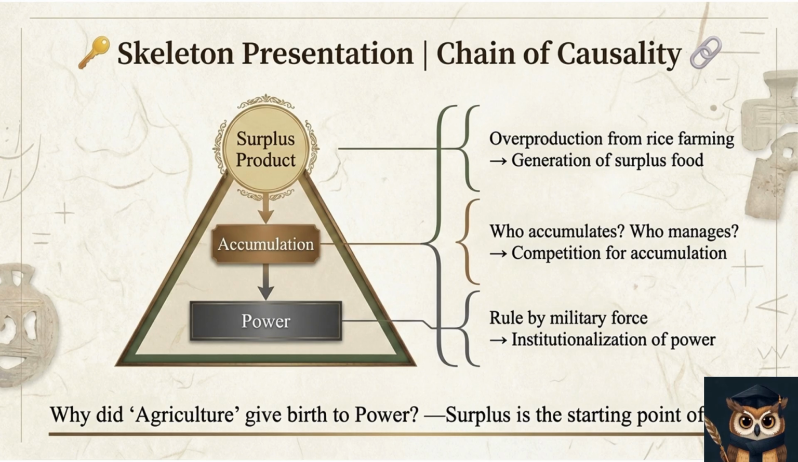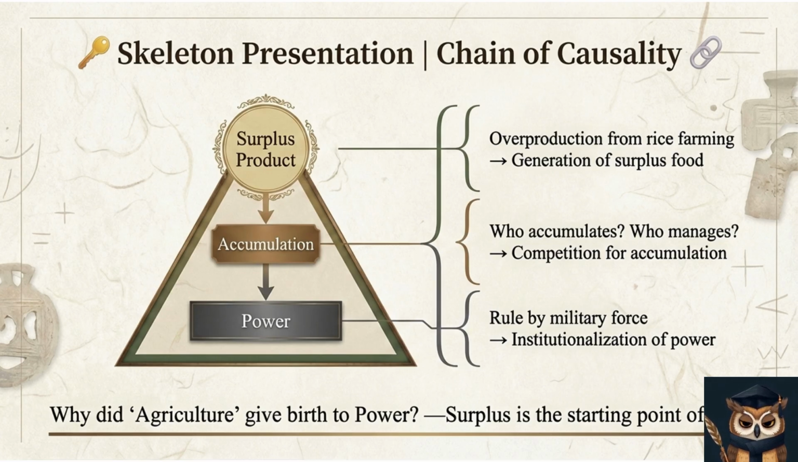Let's start with the skeleton, the structural argument we'll be unpacking for the rest of this episode. Look at the pyramid on screen. At the top, surplus product. In the middle, accumulation. At the base, power. The flow goes downward, and it's inevitable once you accept the first step. Step 1. Rice farming produces overproduction.